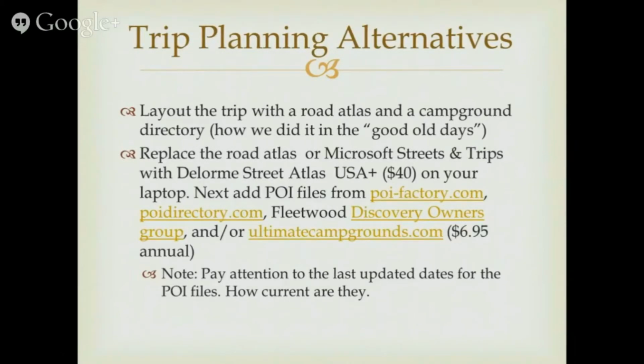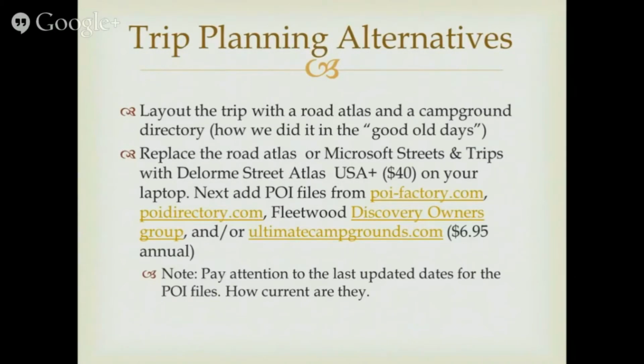My next step was to move to Microsoft Streets and Trips. Well, since Microsoft Streets and Trips is going away, I need to be able to replace it with a piece of software. And DeLorme makes a piece of software called Street Atlas USA Plus. It's around $40, and it's suitable for a laptop.